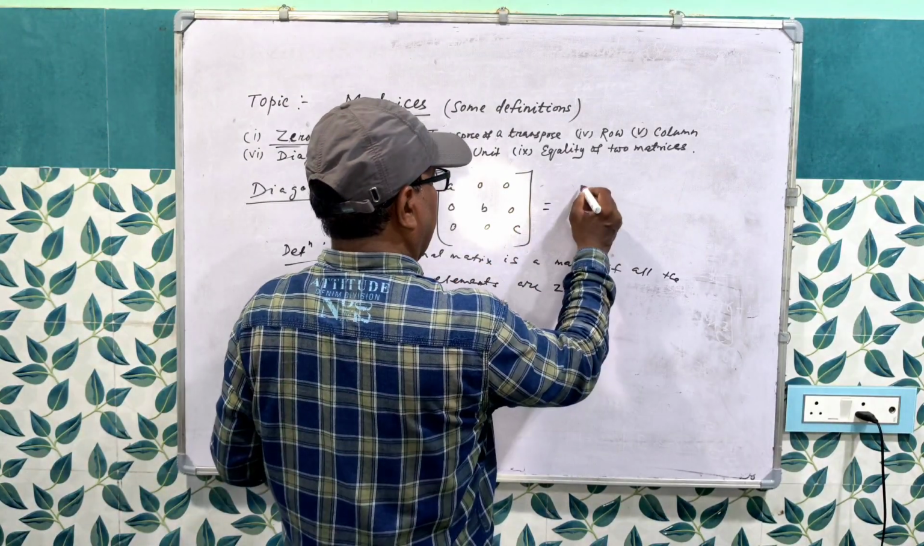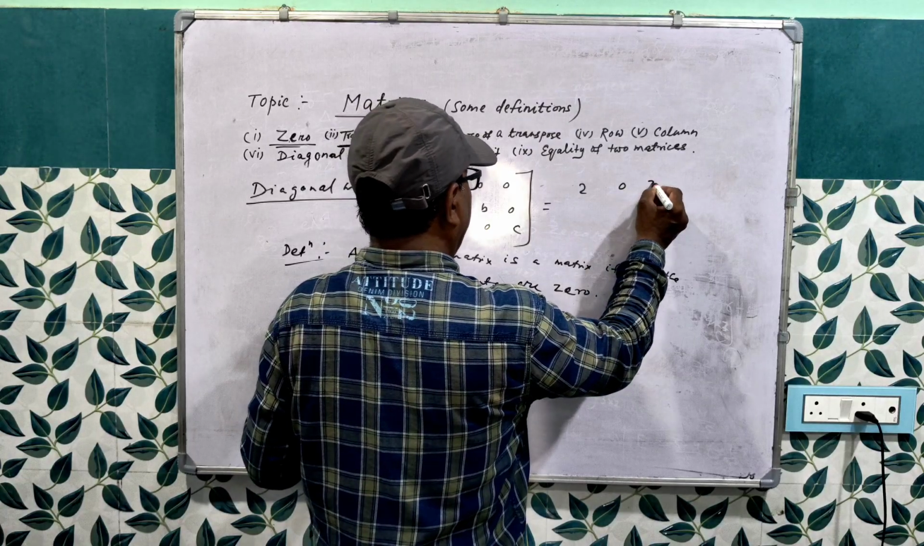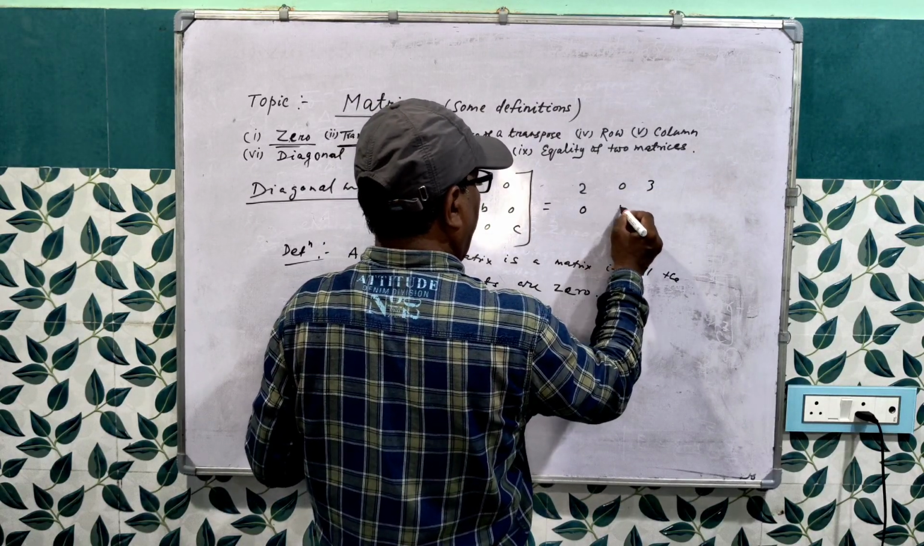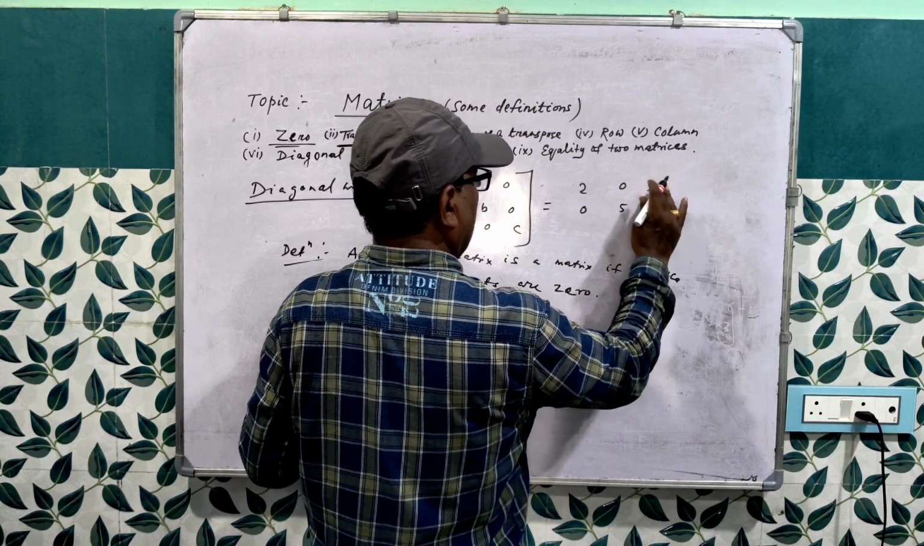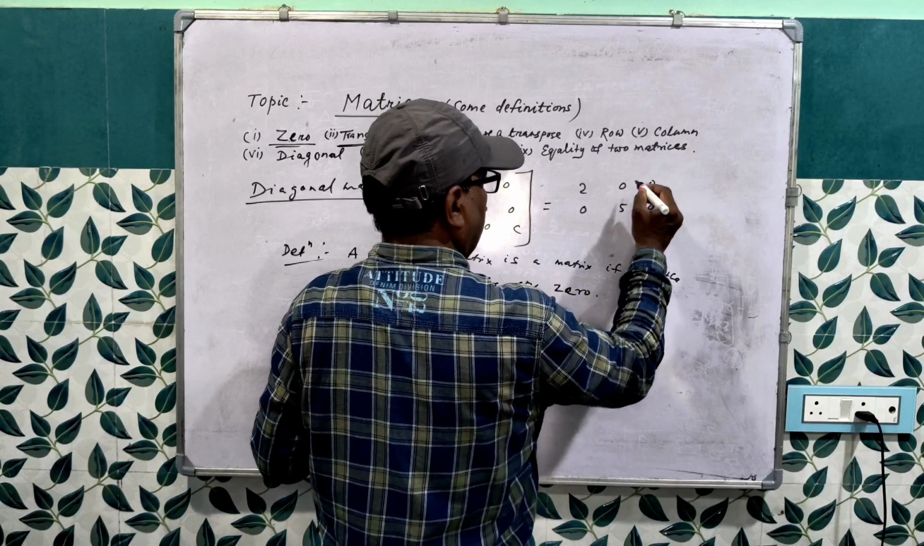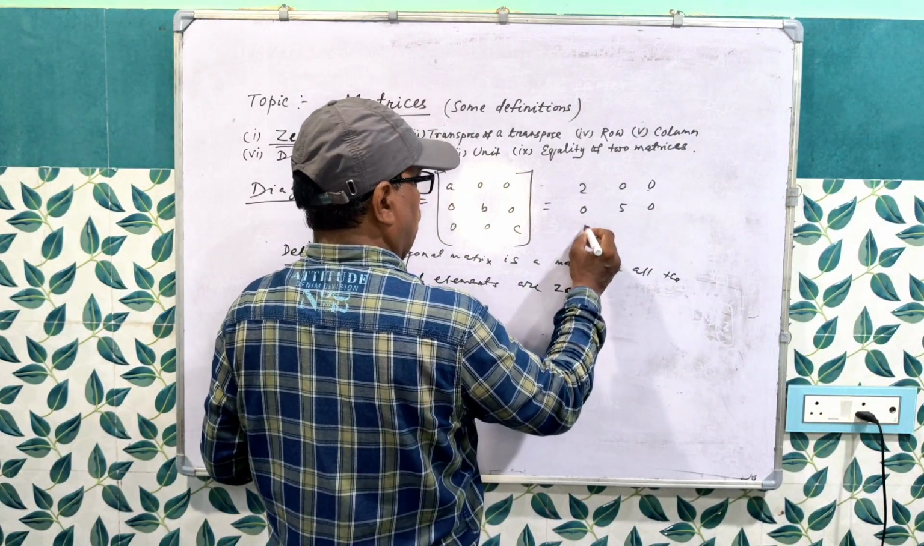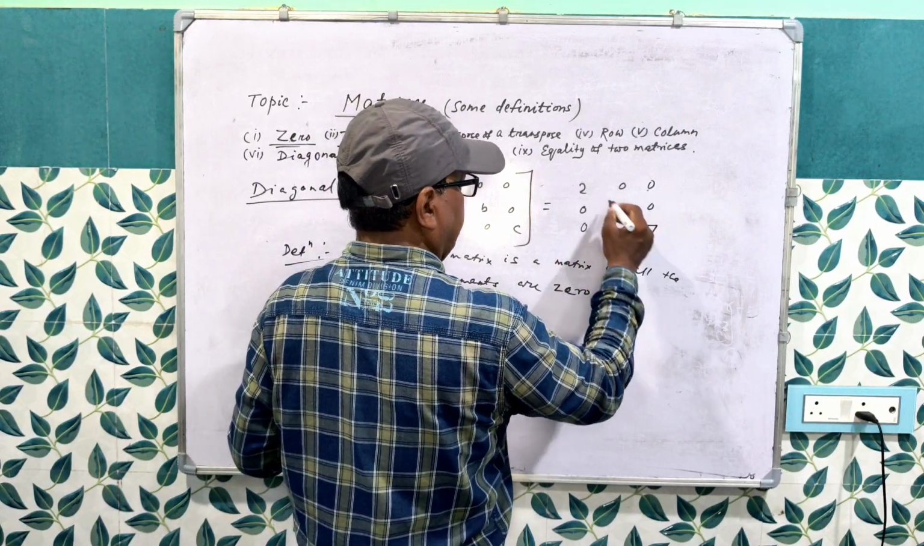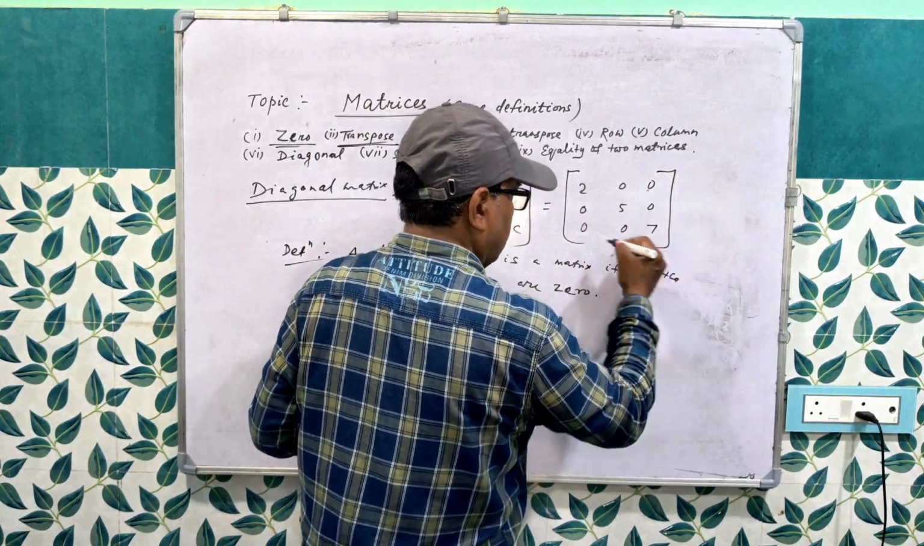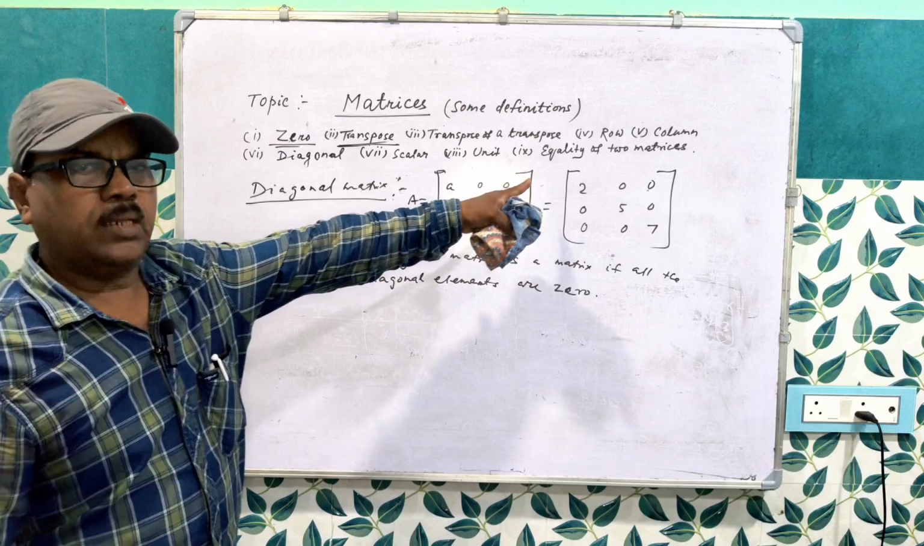Example: suppose 2 0 0, 0 5 0 and 0 0 7 is called a diagonal matrix.